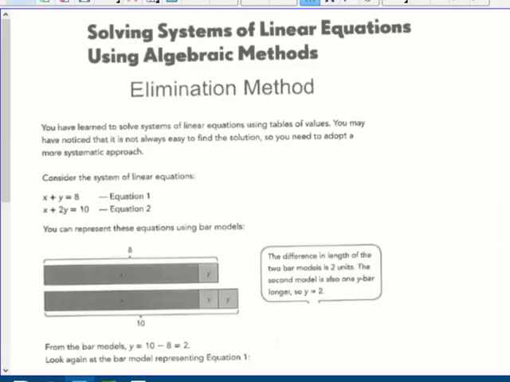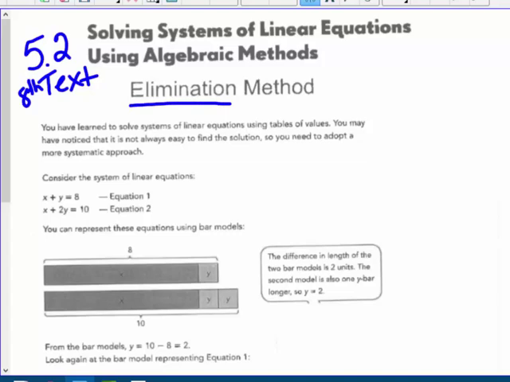Solving systems of linear equations using algebraic methods, the elimination method. This is 5.2 in the textbook. So chapter 5, section 2, 8th grade textbook is where you'll find systems of equations. So we've done a table method. We've graphed them. Now we're going to do the elimination method.